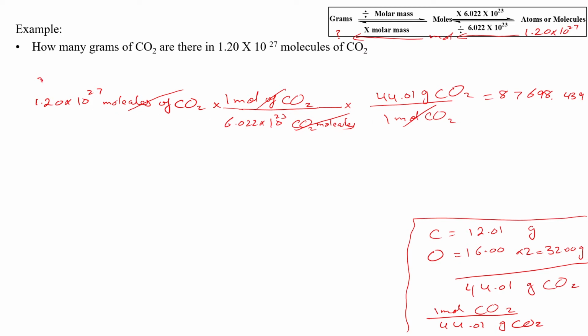So here we have 3 sig figs, 4 sig figs, 4 sig figs. So I will be rounding it to these 3 sig figs. So I'm going to use scientific notation to convert this number to the proper sig figs. 1, 2, 3, 4 places I am moving it to the left. This is going to be 8.77 times 10 to the 4 grams of CO2. So this will be your answer.